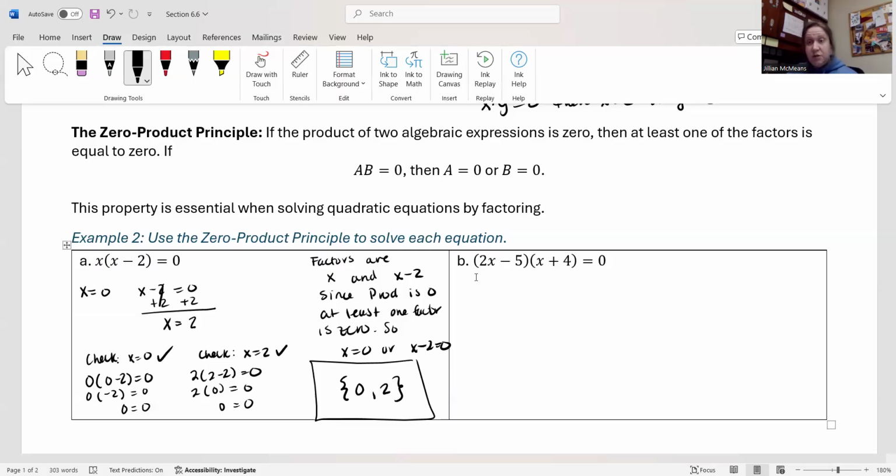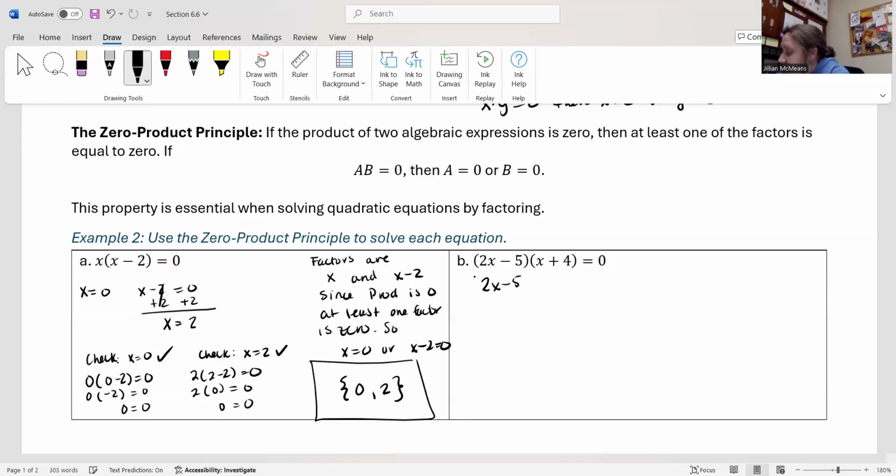You just take each individual factor, so each expression that's a factor, set it equal to 0, and then solve. Okay, so let's do the same thing for part B. So part B, we have two factors. Our factors are 2x minus 5 and x plus 4. And the product of those two factors is 0. So at least one of the factors has to equal 0. So let's look to see what happens when each factor is set equal to 0.